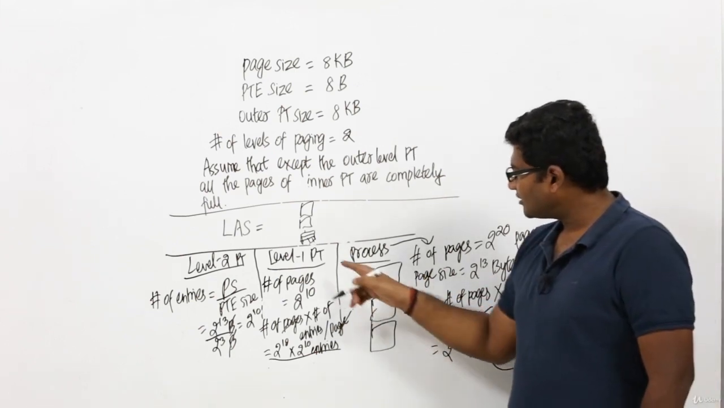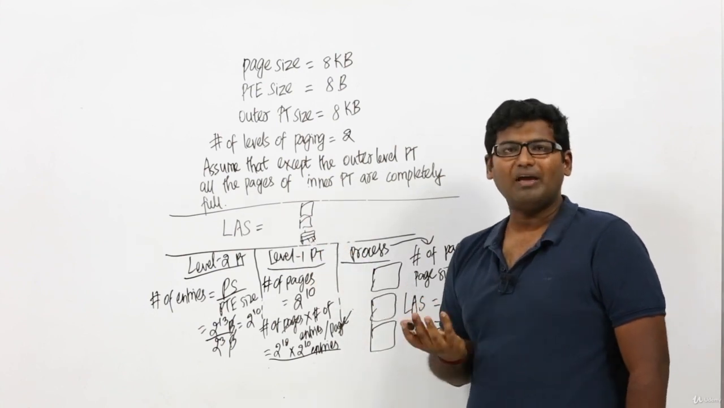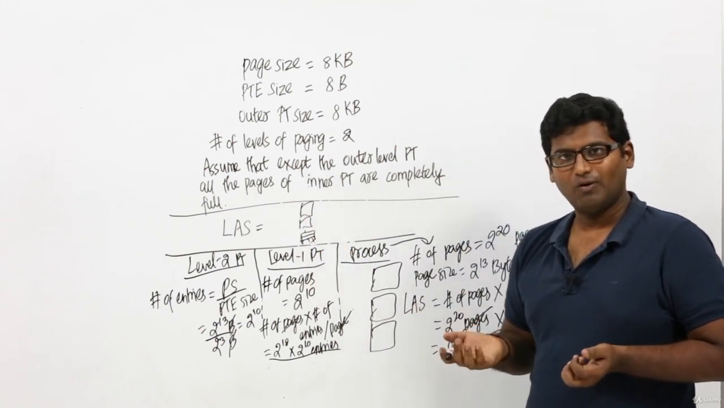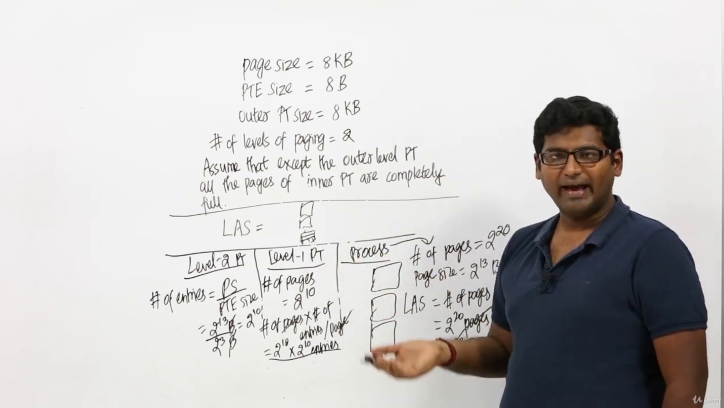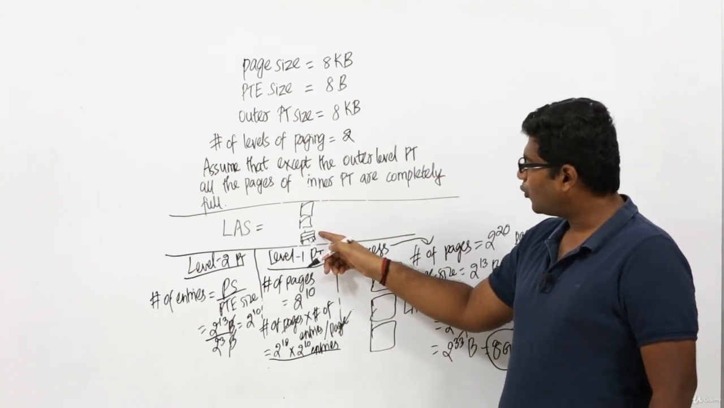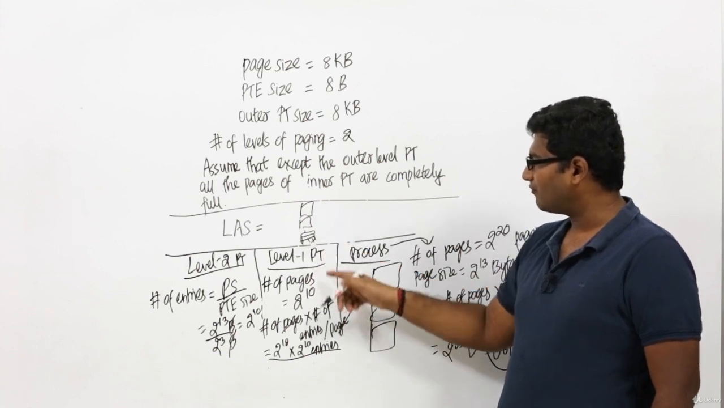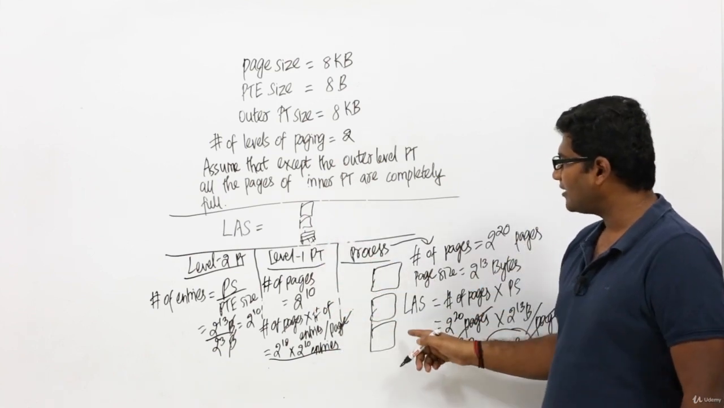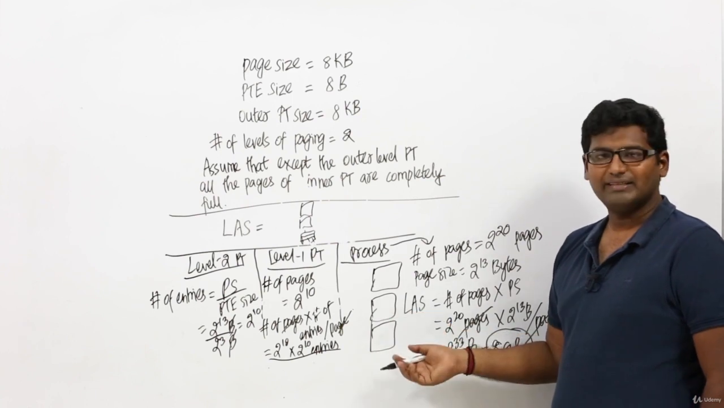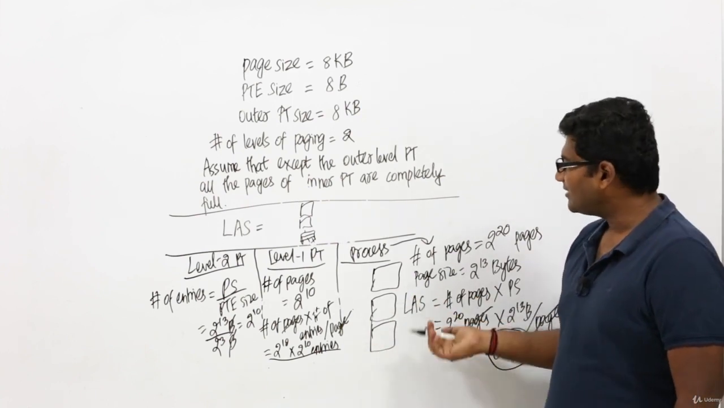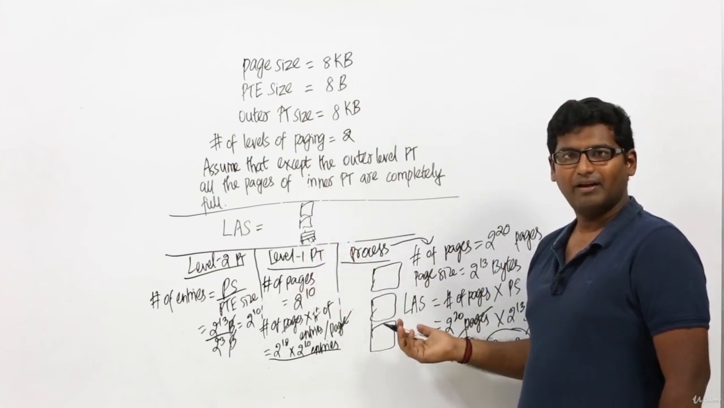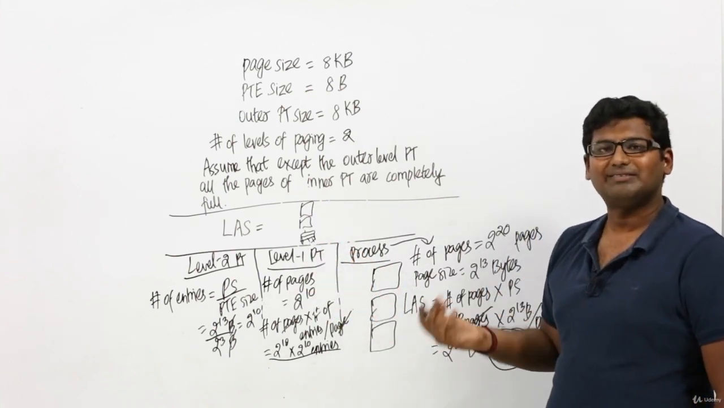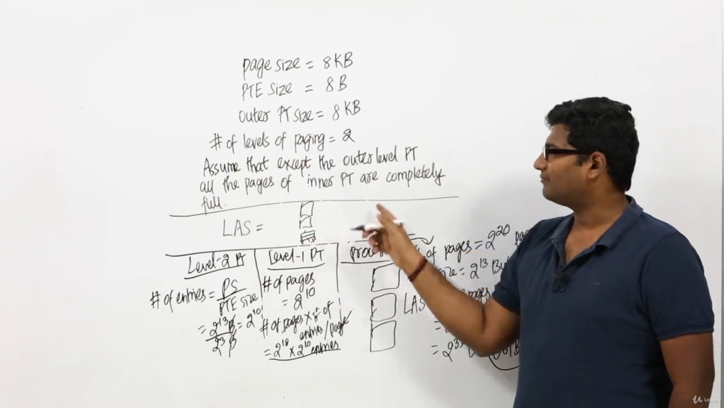But in that scenario, we will not be able to compute the exact result. Why? Because we don't know how many entries we really have. If we have 2 entries in the last page of this level, the process size will be something. Whereas if we have 3 entries over here, the process size will change. So we will get multiple answers if they didn't give this line.